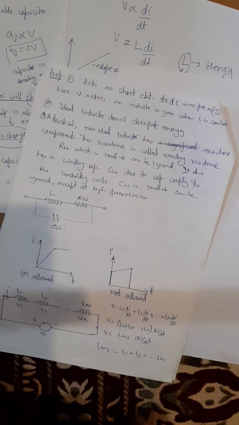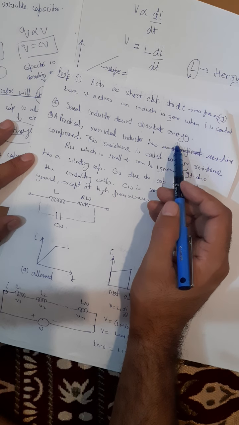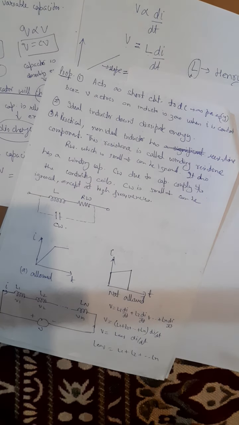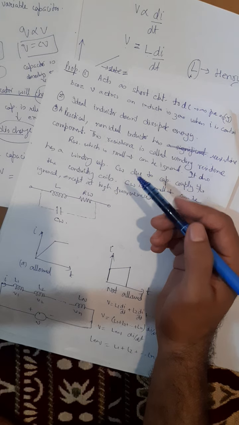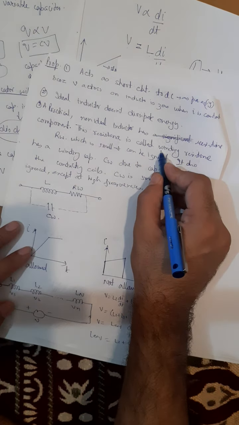Again, an ideal inductor will not dissipate any energy, because it has no resistive component. But I told you nothing is ideal. So a practical or non-ideal inductor will have some resistive component, and this resistance is called winding resistance.